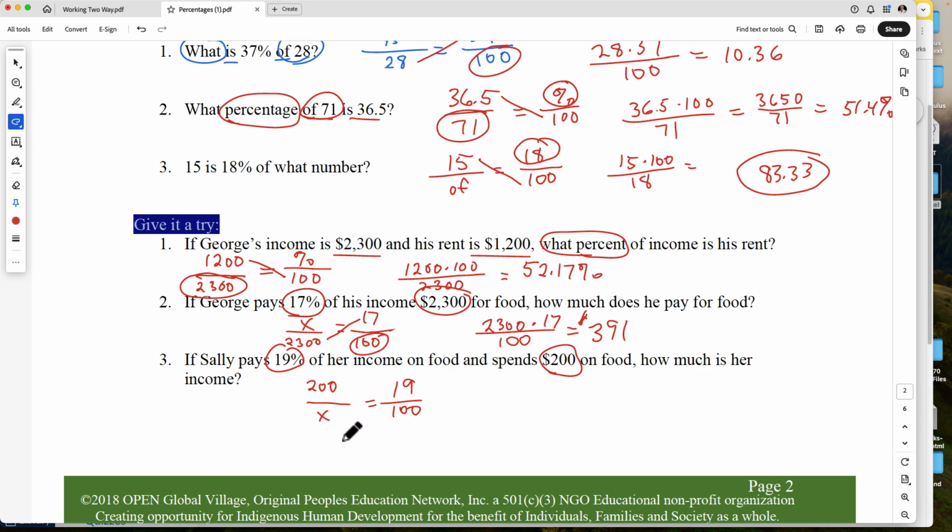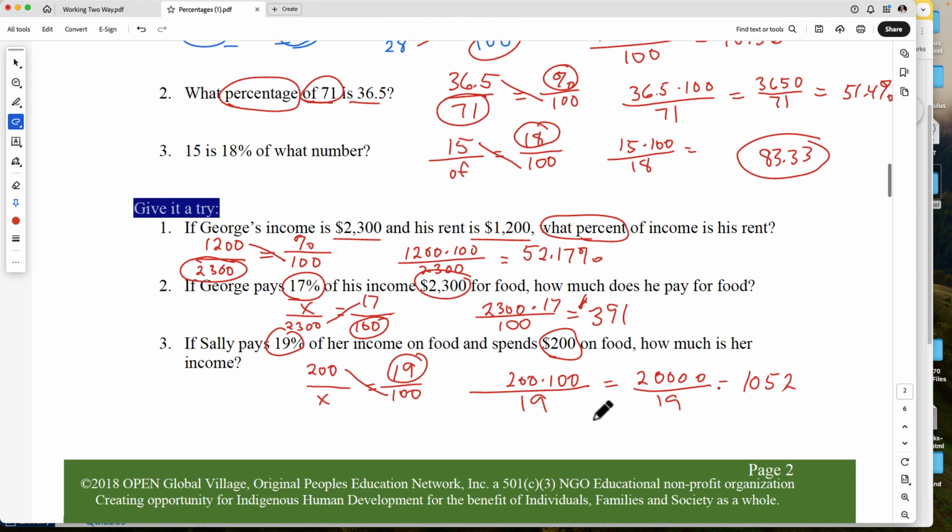And again, notice the unknown is in a different place, but we don't worry about it. We just cross multiply and then divide by the odd one out. So 200 times 100 divided by 19. I guess it's like 20,000 divided by 19 gives us about what? 1,052. Okay. Not making as much as George, but spending more of our money on food, that's okay. So far, so good. We're almost there.